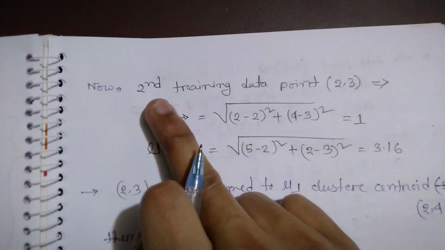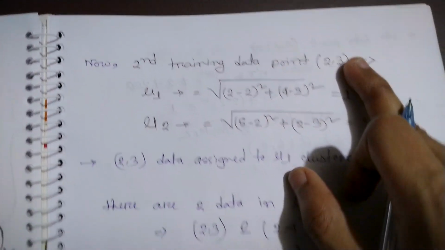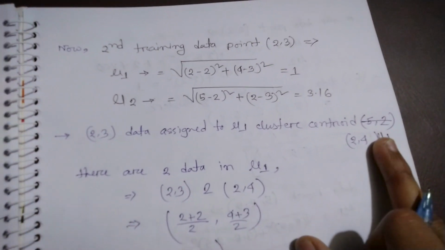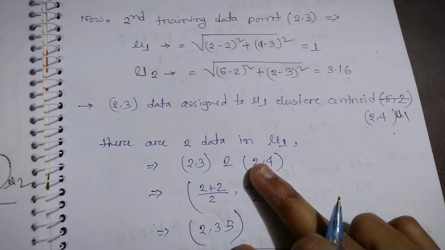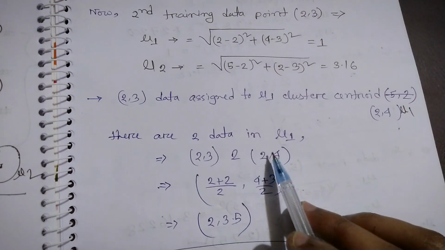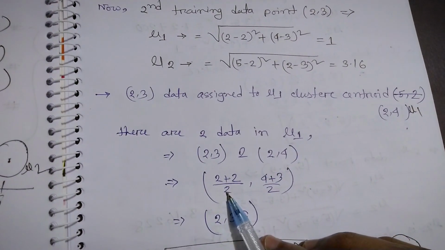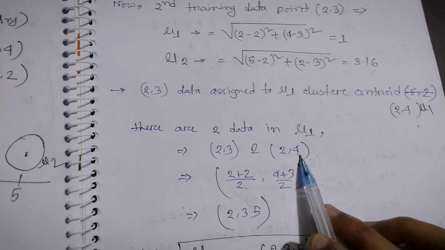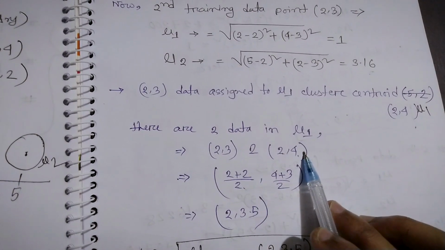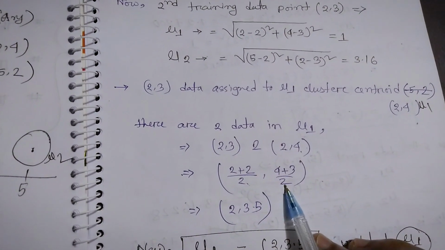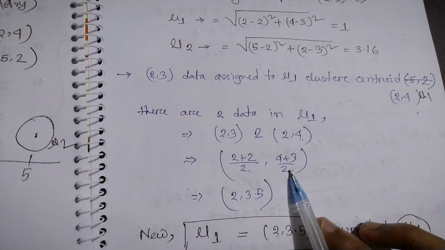And also the second training data, 2 3, belongs to mu1, because it is close to this. So there are two values, 2 3 and 2 4. Now we need to find the average: 2 and this 2, add those two and divide by the number of items, which is 2. 4 plus 3, or you can say 3 plus 4, this y element, divided by 2. Just add and divide by the number of items.